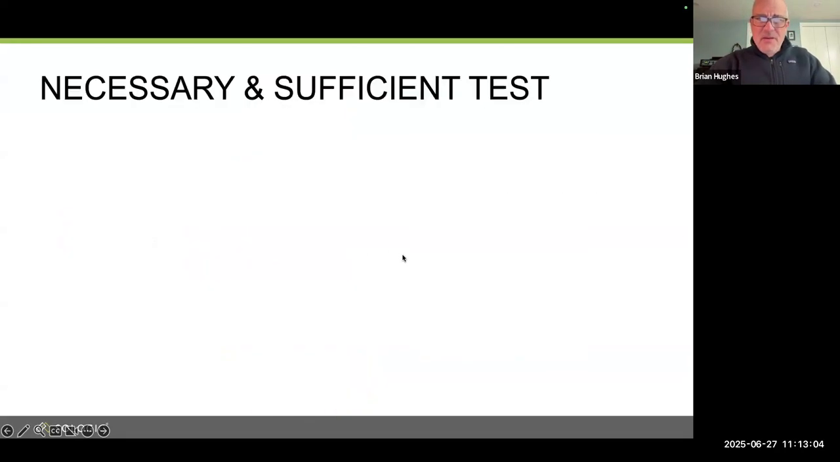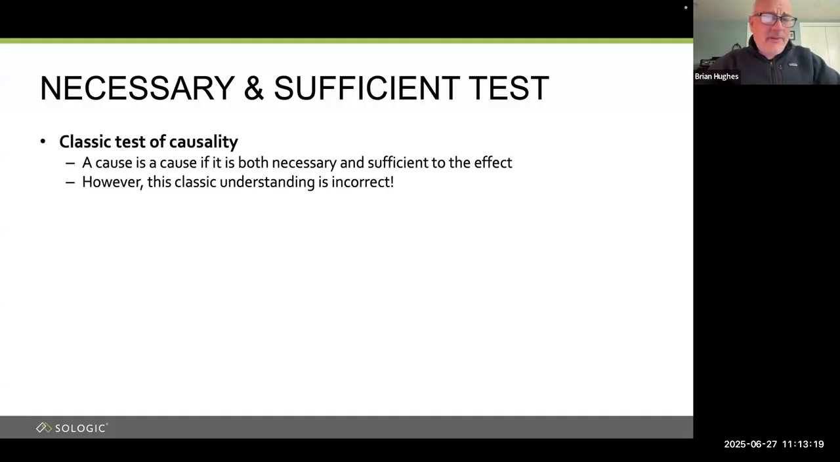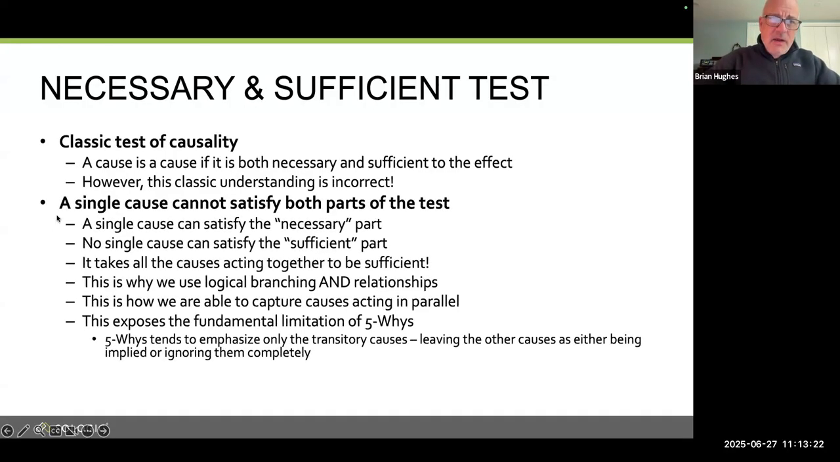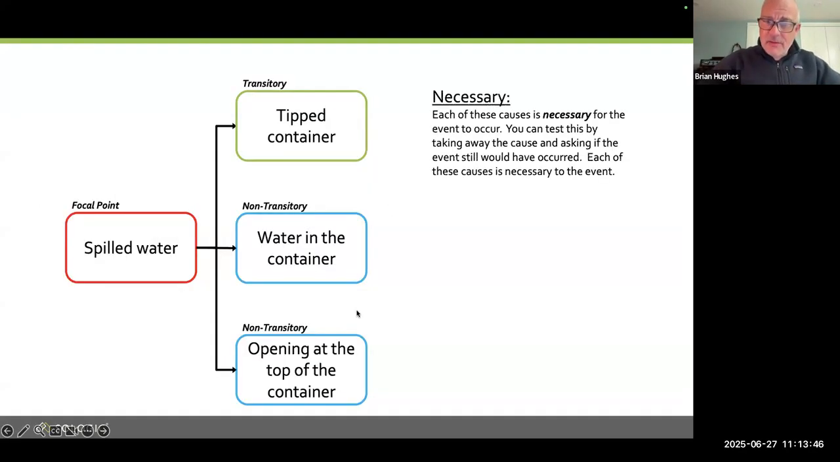All right. So I want to dig a little deeper too. I'm watching the time, because I want to do an example, and I think the examples are where things really shine. So I'll dial back process here just a little bit. The necessary and sufficient test is a classic test of causality. A single cause cannot satisfy both parts of the test. In other words, no single cause can be both necessary and sufficient to result in an effect. Tipping a cup or a container alone is not enough to spill something out of it, right? You need the combination of causes to establish sufficiency. You need all three of these things.